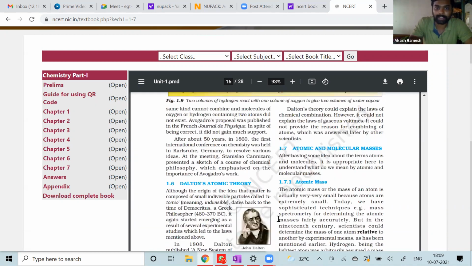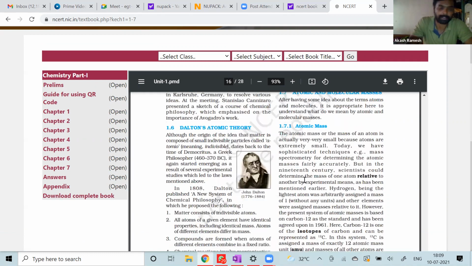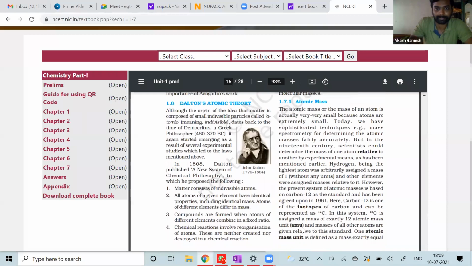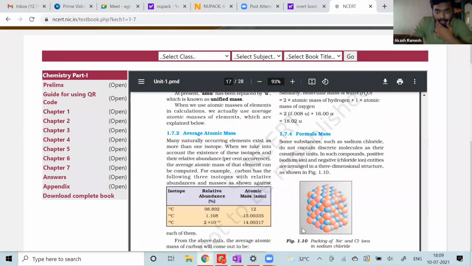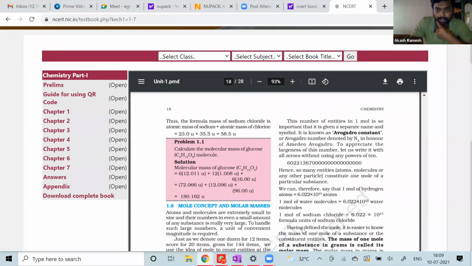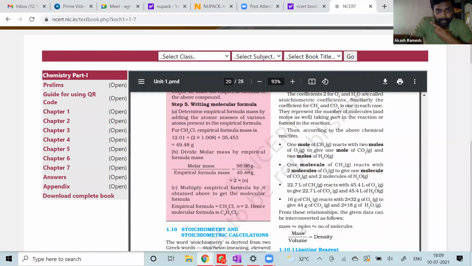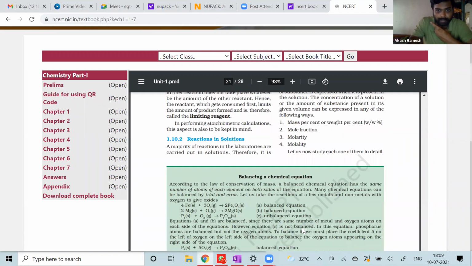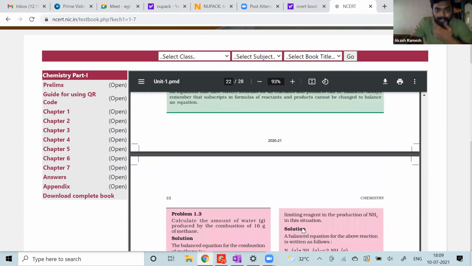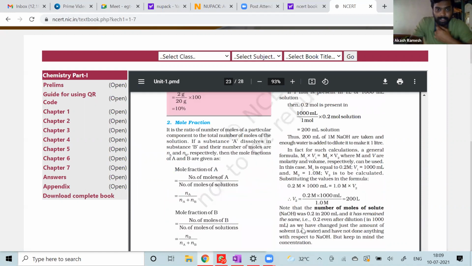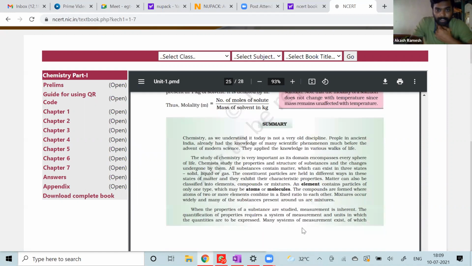And this is actually where we started the chapter, atomic and molecular mass. Oh God. Percentage composition, empirical formula, all these things we saw. Limiting reagent, stoichiometry, balancing, mass percentage, mole fraction. Okay.